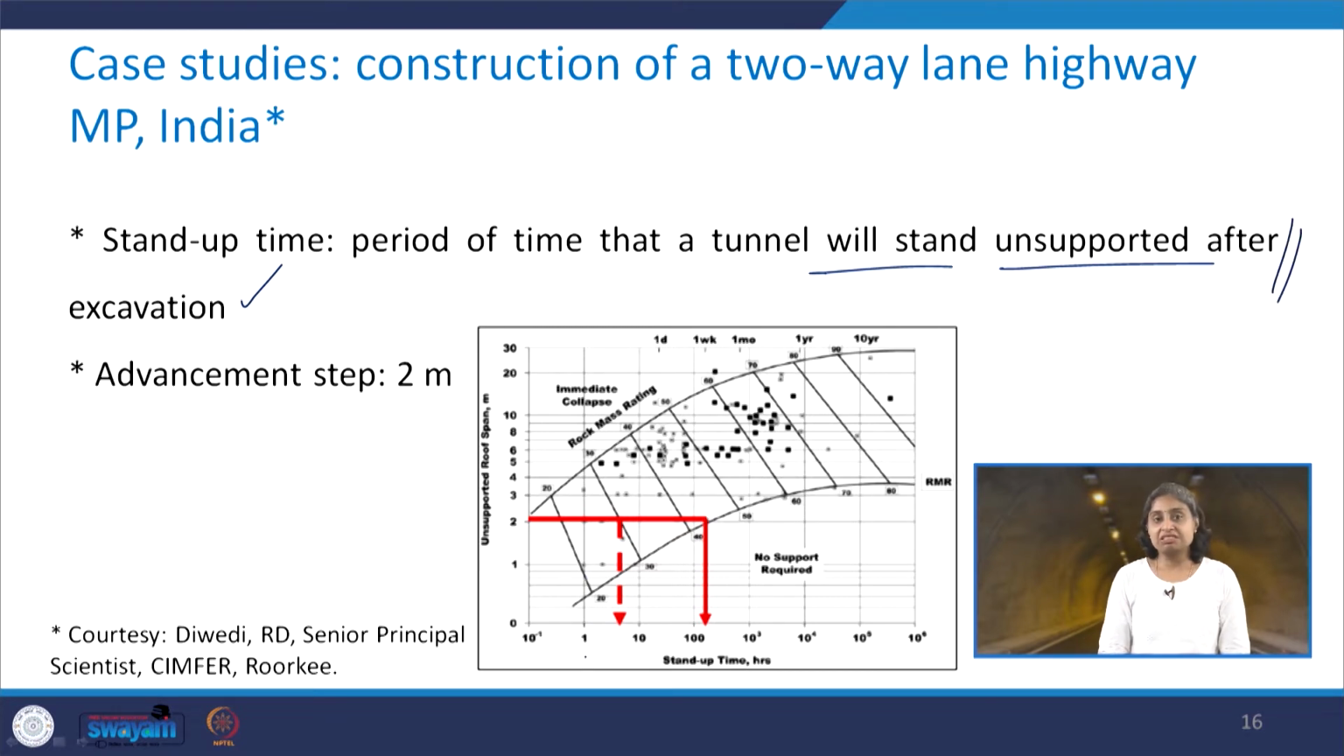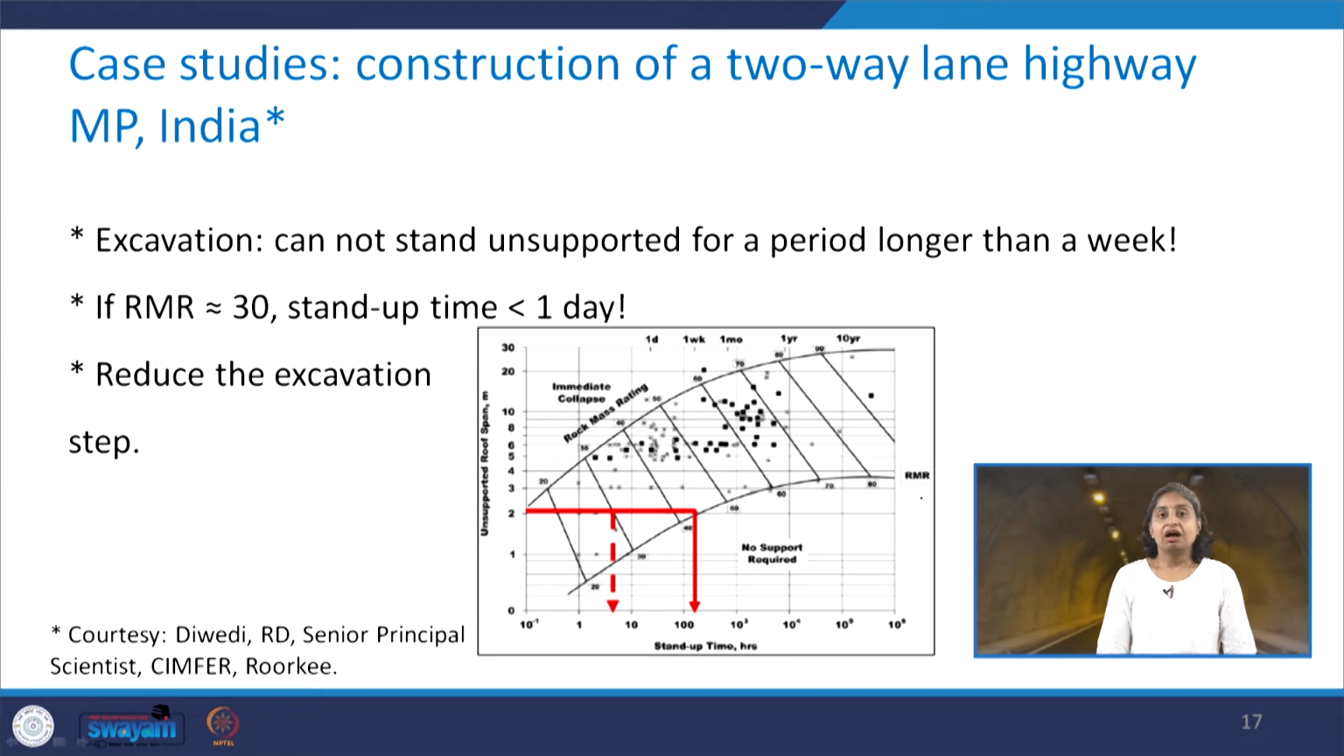And the advancement step was taken as 2 meter here. So you see that if it is within less than 1 week, depending upon what the RMR is, somewhere here it was, and based upon this unsupported roof span, which was taken as 2 meter, you can find out what will be the stand up time. See the red line.